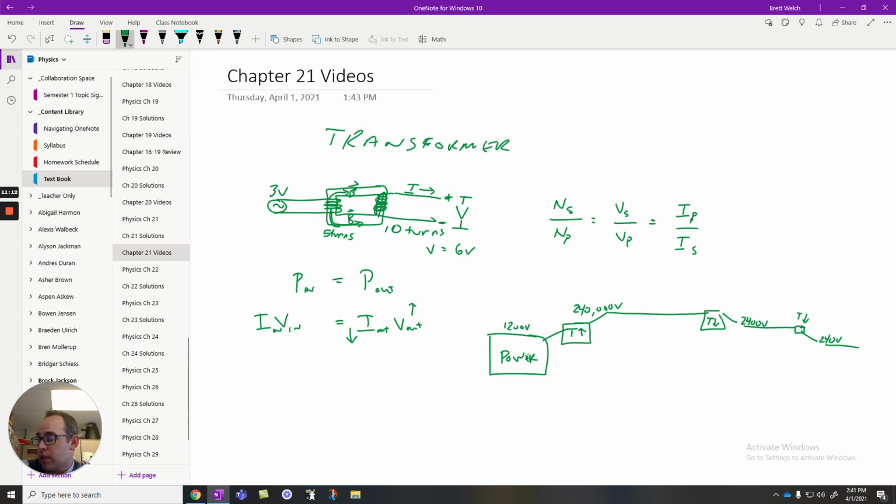Now, in our wall outlets, we use 120, but there are some outlets that need 240. So we have to start with what we need for the biggest, and then we can split it off and do voltage dividers and things like that to get down to a smaller voltage.